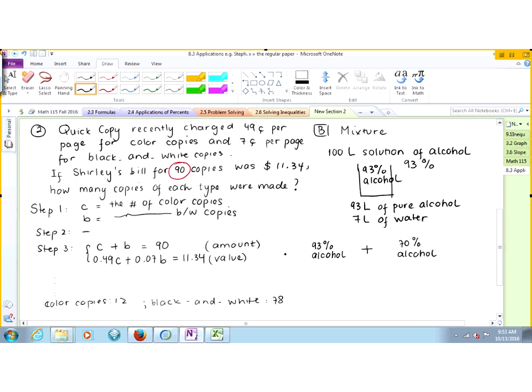So if you're mixing this, what type of concentration would you be able to get? Can I get a 50% alcohol? No. Can I get 100% alcohol? No. So what range of alcohol will I get in the middle? Between what? Yes. So your mixture here will be between 70% and 93%.